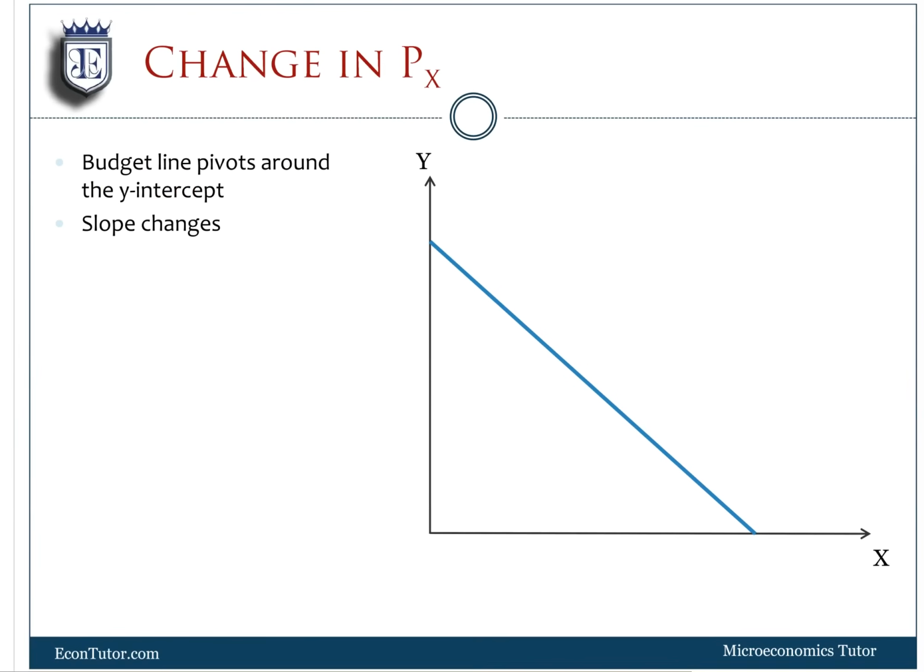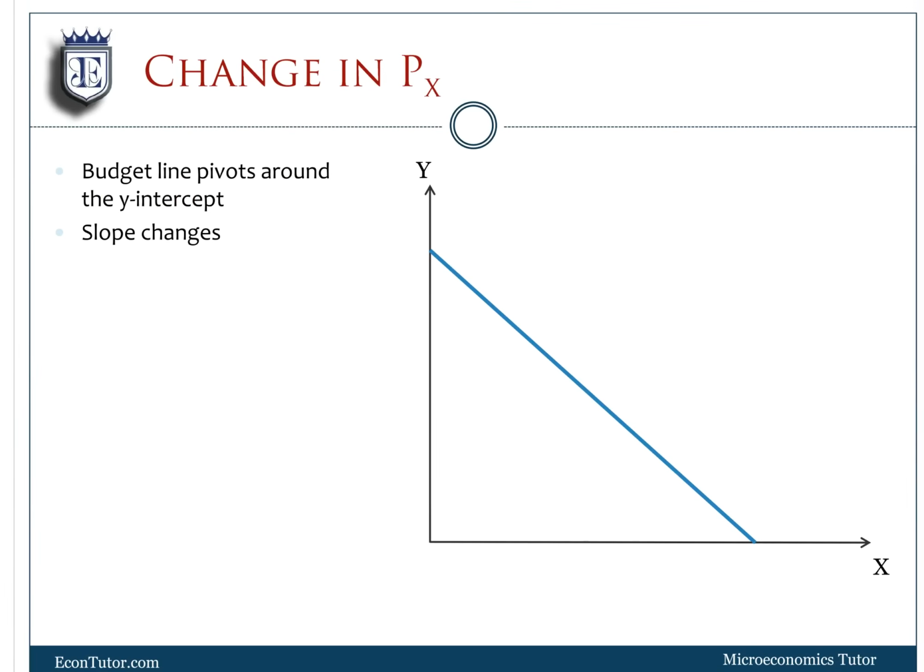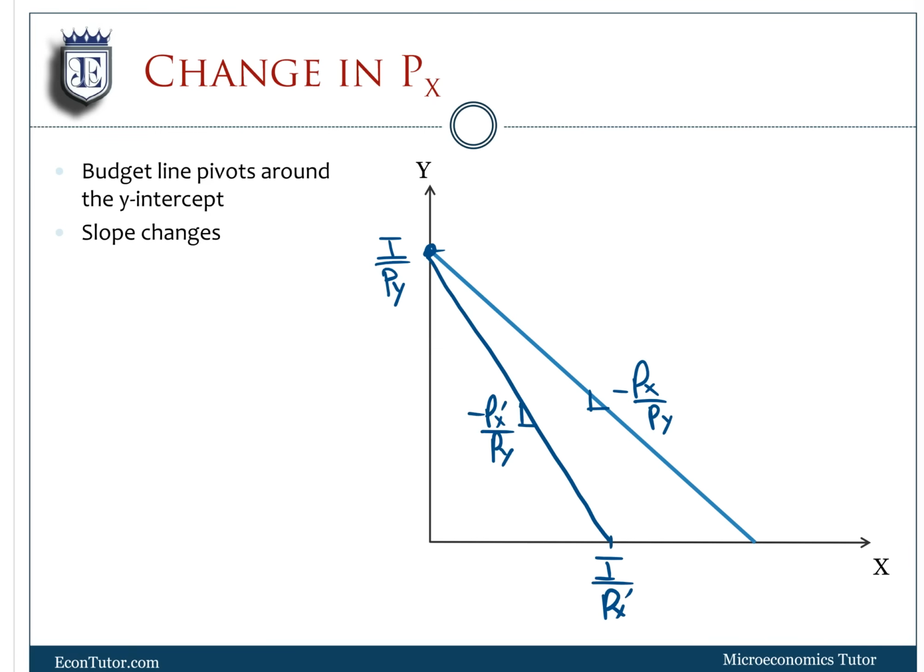What happens if the price of one of the goods changes? For instance, remember the y-intercept is I over Py, and so if the price of x changes, let's say it goes up, this point is not going to be changed. So your line is going to pivot from your y-intercept. If the price of x goes up, recall that the slope is negative Px over Py. So this becomes steeper, like this. So the new slope is going to be negative Px prime, the higher price, over Py, and the new intercept is I over Px prime.